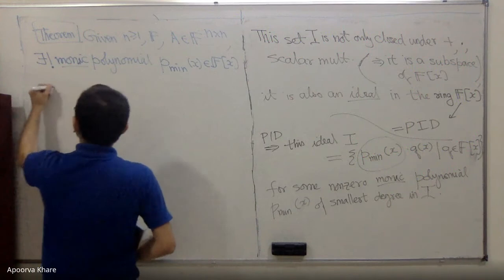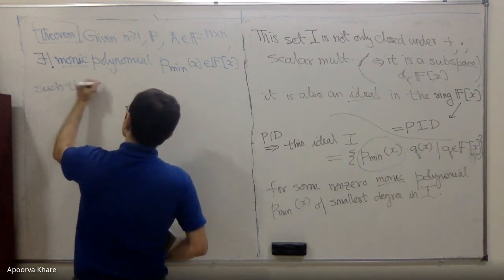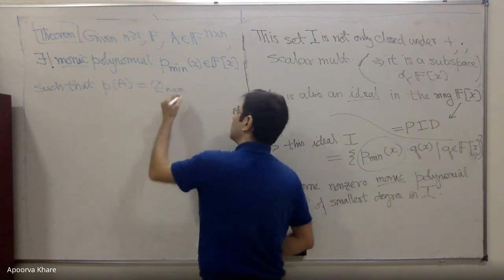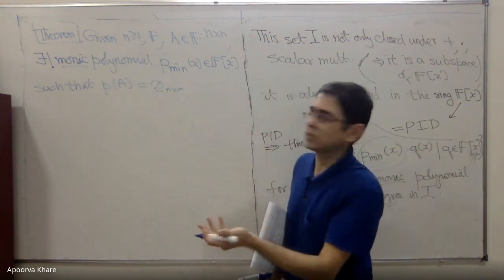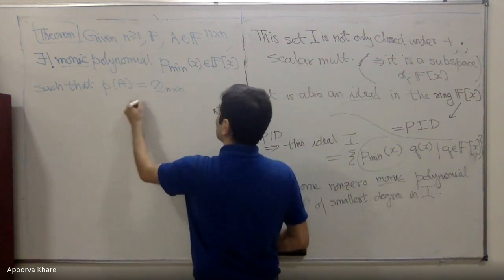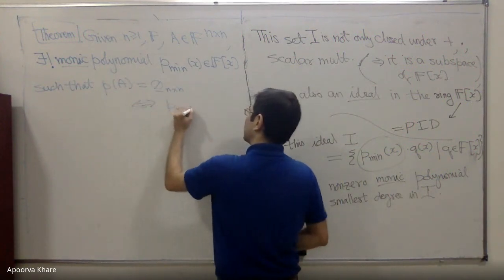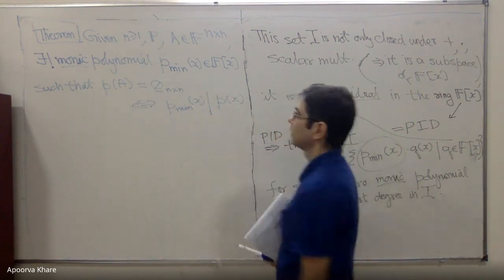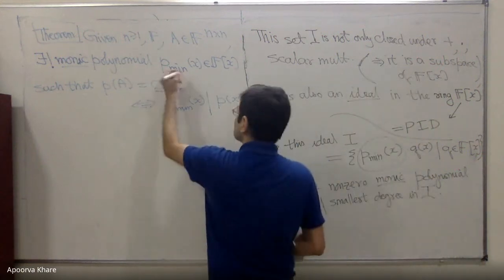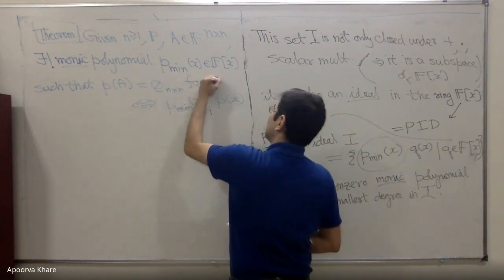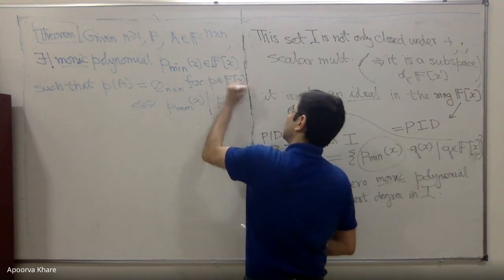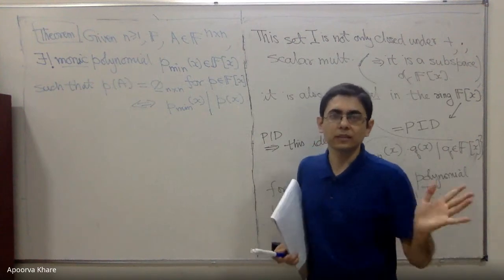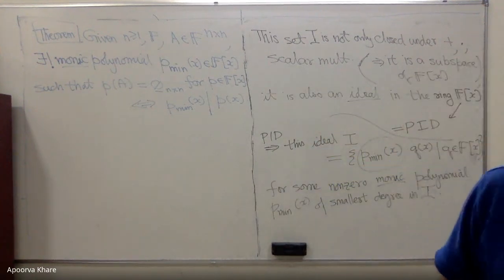Such that P of A equals 0 for some polynomial P in F[x], if and only if the polynomial P min divides the polynomial P. That's it. That's the statement. Now we need to prove it. Right? So why is this true?